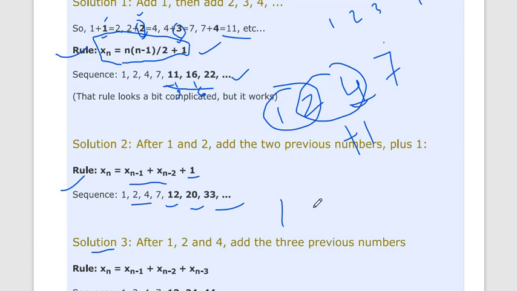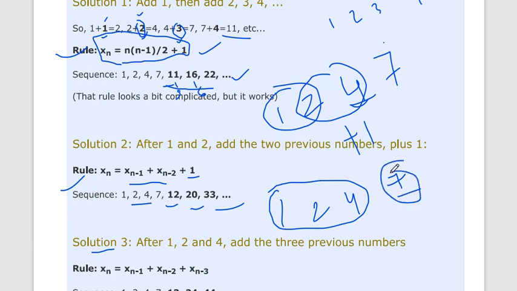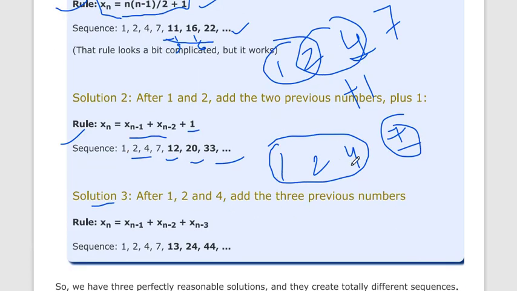Okay, after the first 3 terms, we add the 3 previous terms and we can get the fourth term. You can see that 4 plus 2 plus 1 is 7. So our rule becomes xn is equal to the addition of the previous 3 terms: n minus 1, n minus 2 and n minus 3. So we can get a different sequence.